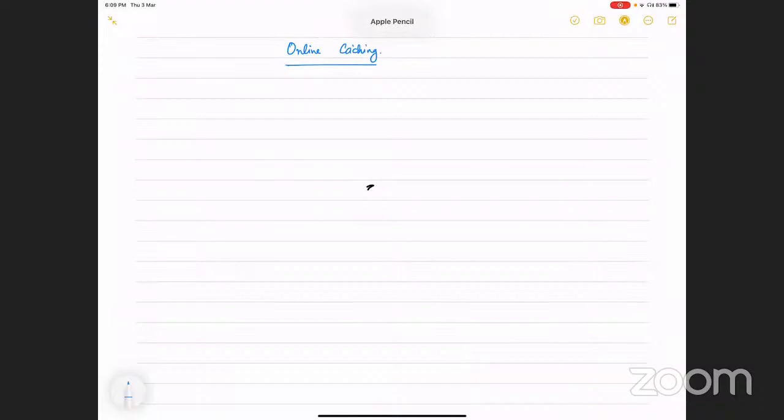Let me write with my finger and let's see. In online algorithms, what happens is that the input arrives over time. Normally, when you're given a problem, the entire input is specified to you, but in online algorithms the input is not specified to you. What happens is the input arrives over time.